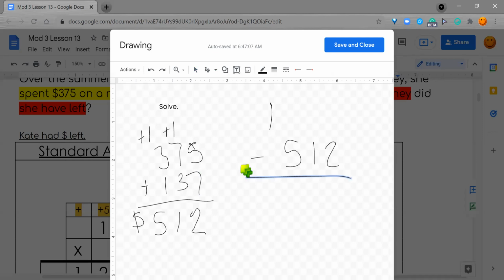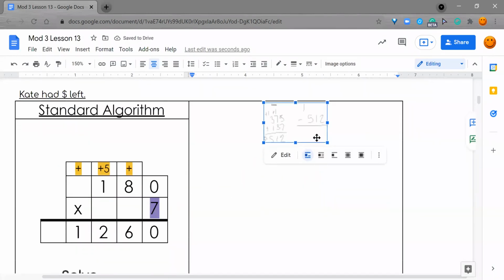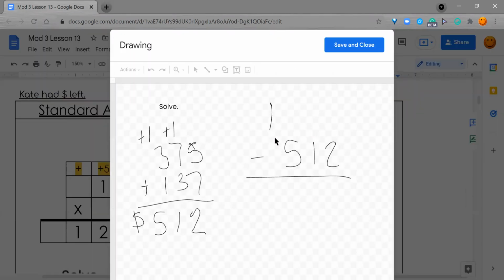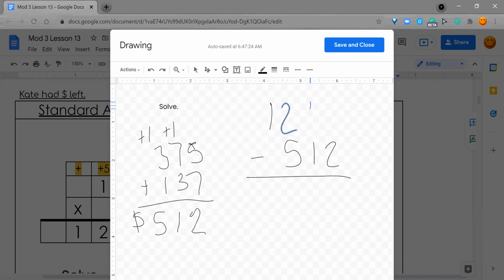So I'm going to quick hit save and close so I can go look to see how much she made in her 7 weeks. 1,260. So right over here, I'm going to get back in my scribble and write 1,260. Now I can go ahead and subtract. I've got all my numbers lined up in my place value.